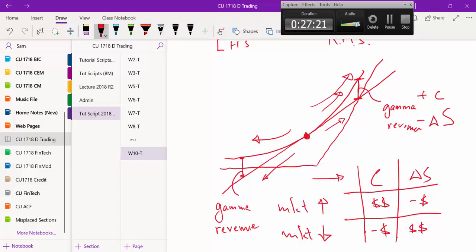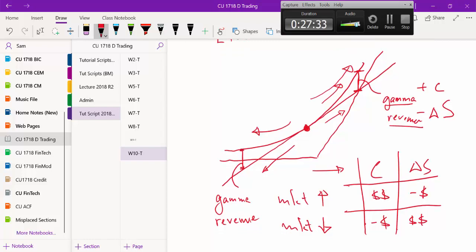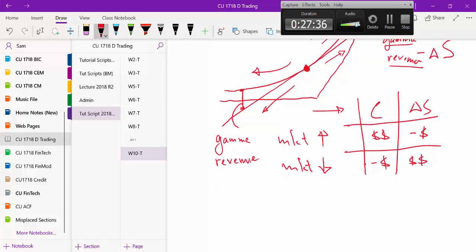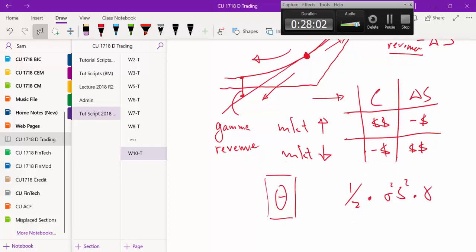Okay, so what is actually going on? I'll tell you what is going on. What is going on is you are actually paying for the gamma revenue. How much are you paying? You are paying theta. That's what you are paying. So the time decay should be equal to gamma revenue. Now this is the gamma revenue, a half sigma square S square times gamma. This is known as the gamma revenue.